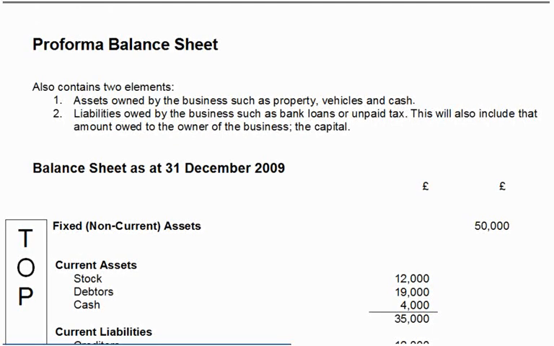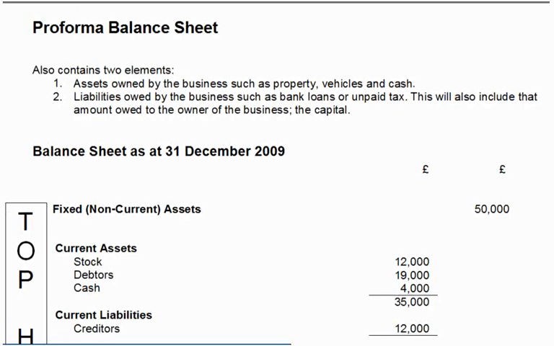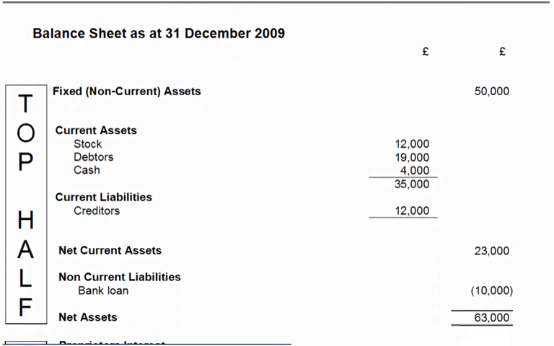What about our other pro forma then? Well, that's our balance sheet. Now with the balance sheet, again, you'll notice it's headed up as a balance sheet, and it's always as at whatever the year-end date is, because it's just a snapshot of what's going on with your assets and liabilities at a particular point in time.